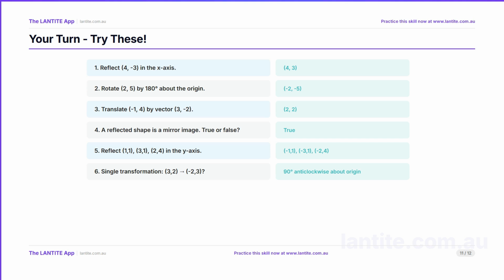Problem 5. What single transformation maps the point (3, 2) to (-2, 3)? Problem 6. A shape with vertices (1, 2), (3, 2), and (3, 4) is reflected in the x-axis, then translated 2 units left. What are the final coordinates of the point (3, 4)? Check your answers on screen.